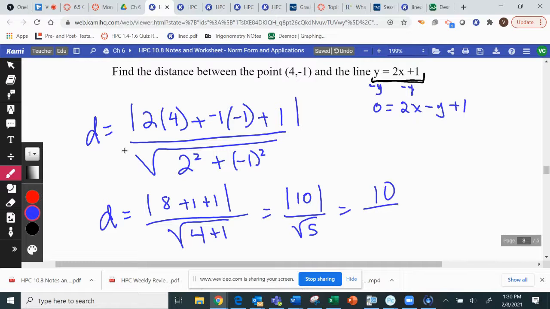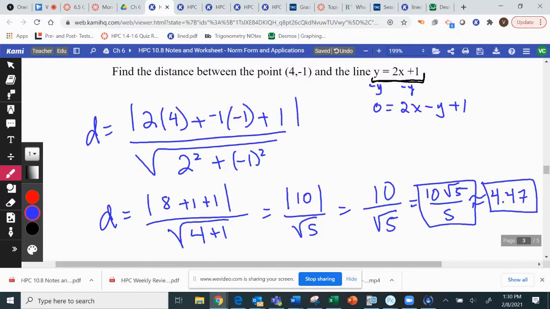So I have 10 over the square root of 5 for my distance. That could be 10 square root 5 over 5, or we can approximate that distance by typing it in our calculator. 4.47-ish. So either of those is fine for the answer.